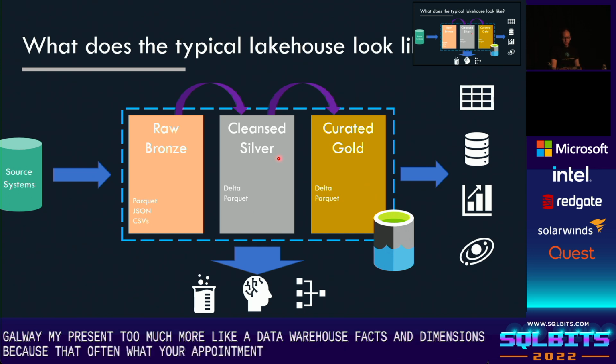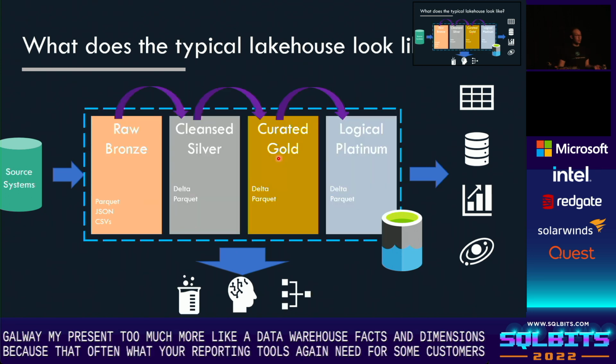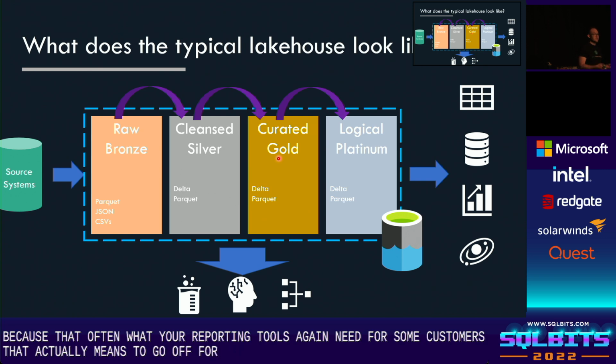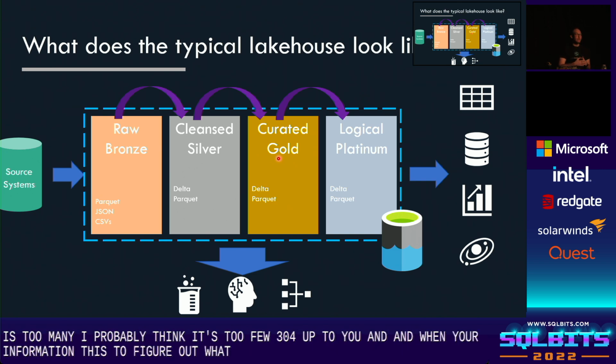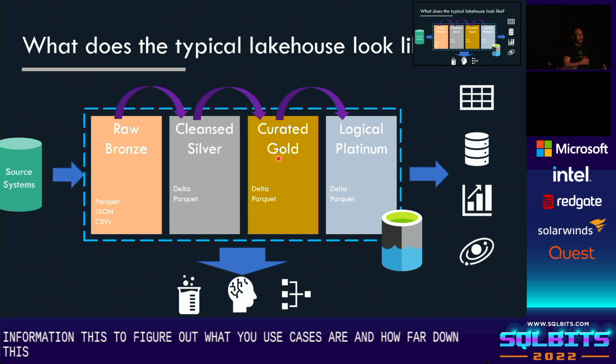For some customers, that actually means they go to a 4-tier layer. It's up to you. I'd probably think 5 is too many. I probably think 2 is too few. 3 or 4, up to you. And it's up to you, when you're implementing this, to figure out what your use cases are and how far down this path you necessarily want to go.